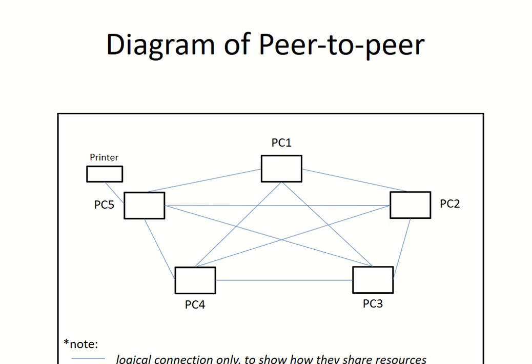This is the diagram. The diagram shows the location of the peer-to-peer network. It involves the devices: how many workstations are there? There are 5 computers here and 1 printer. So this is the design of peer-to-peer, how it looks. The footnote says the logical connection is only to show how they share resources.